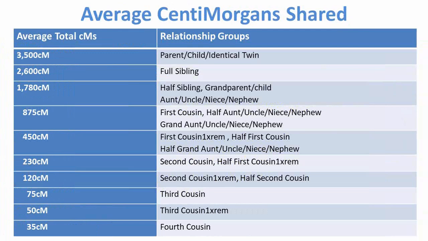1,780 for a half sibling or a grandparent or an aunt or a niece. 450 for a first cousin once removed or a half first cousin or a half grandaunt. 120 for a second cousin once removed or a half second cousin. Again, you can see how it goes down very, very quickly as the relationships go further out.